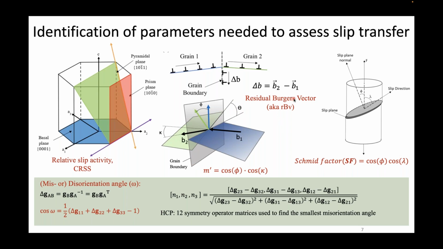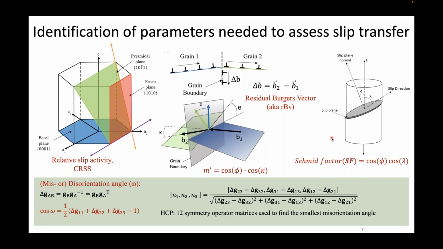We also have the residual Burgers vector. That's the difference in the Burgers vector of the incoming and outgoing slip, and that's simply the difference of the two vectors. There's a magnitude as well as a direction that's relevant there. There's the sense of direction as well as magnitude suggested in this cartoon.